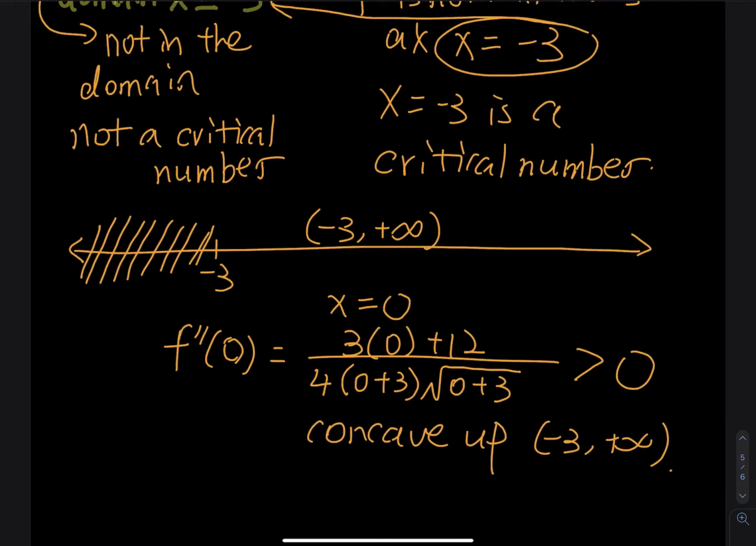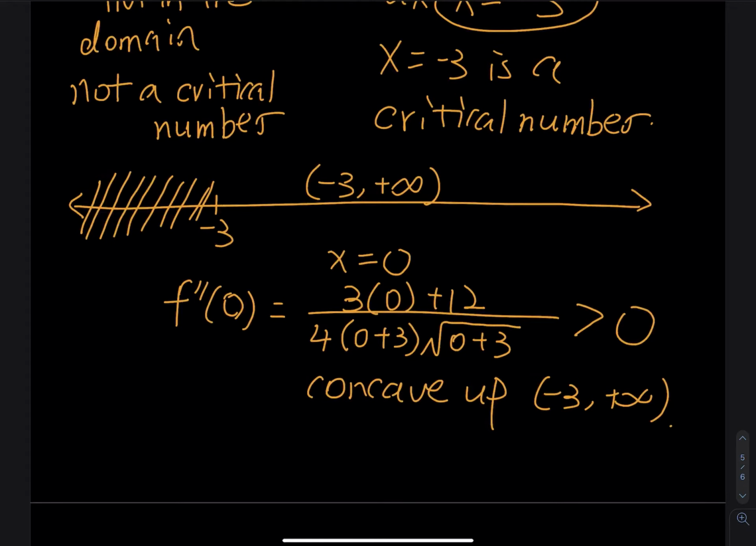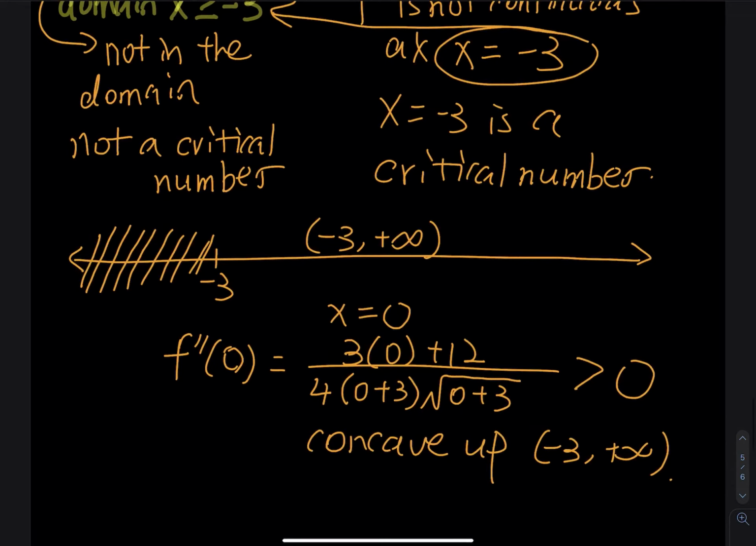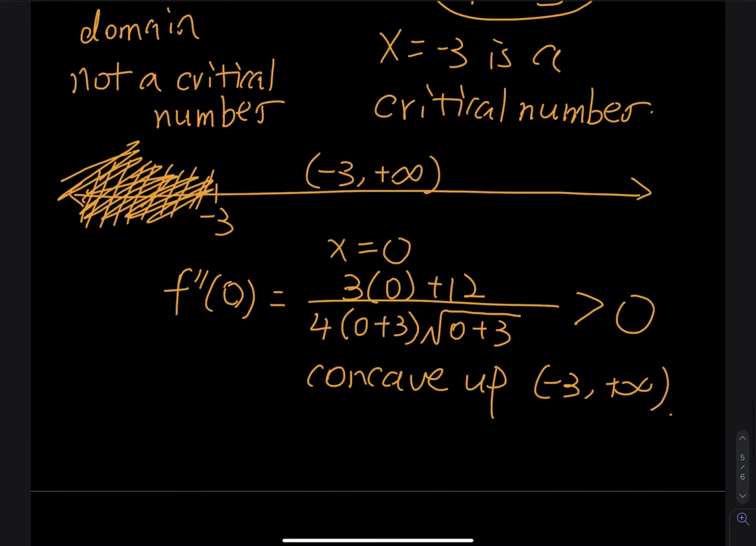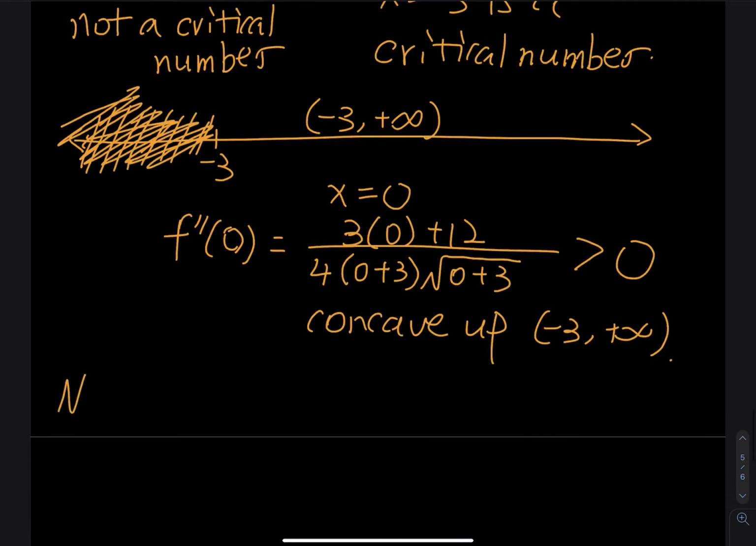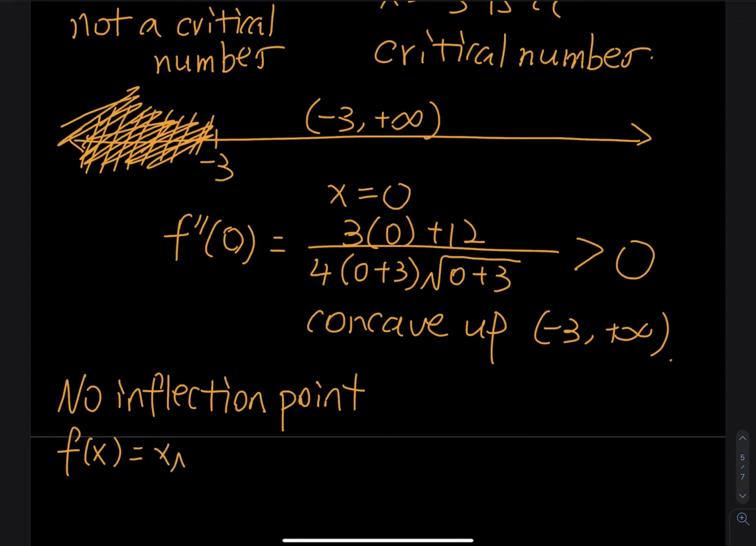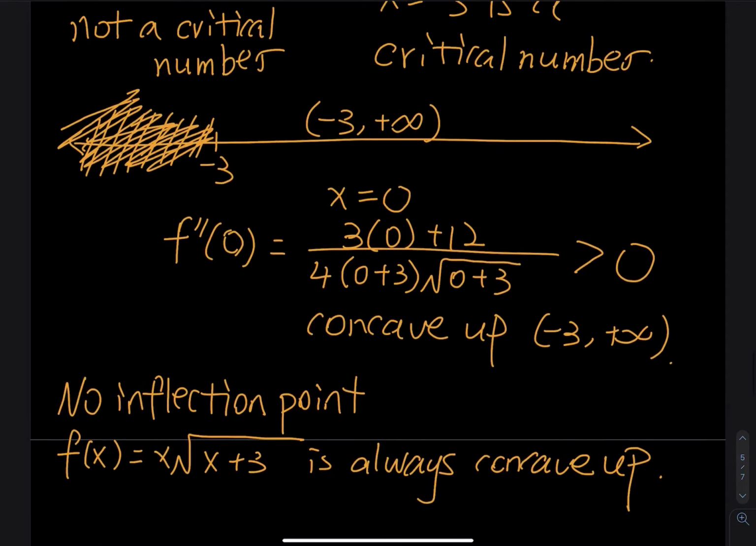And then what about inflection point? There is no inflection point, because when x is less than negative 3, we don't care about this at all. So we are not able to have a concave up and then down or down and then up. So this problem has no inflection point. And one more, the function f of x equals x times x plus 3 is always concave up. So that's how you answer this question.